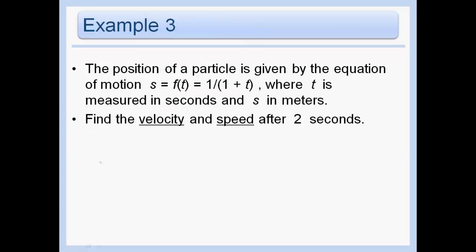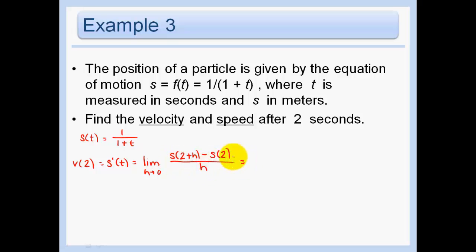So let's look at one final example. The position of a particle is given by the equation of motion s equals f of t, which equals 1 over 1 plus t. I'm just going to write s of t equals 1 over 1 plus t. That's my position function. Find the velocity and speed after 2 seconds. So I want to find the velocity after 2 seconds, which is just the derivative of the position function, which equals the limit as h approaches 0 of s of a plus h, minus s of a, all over h. So our a in this case is 2.